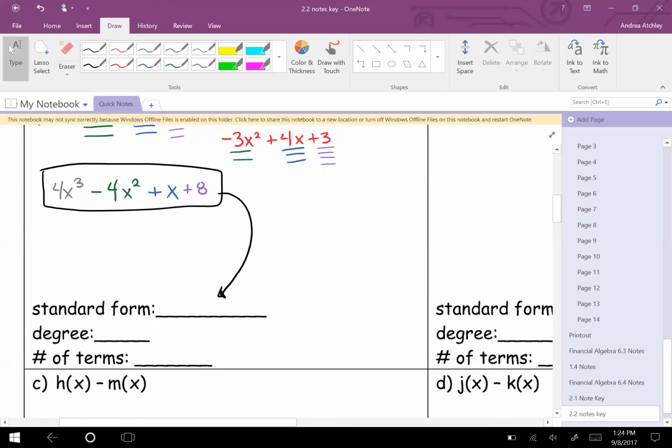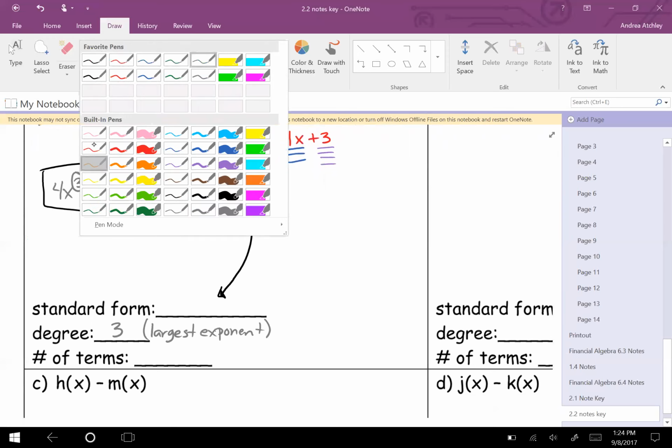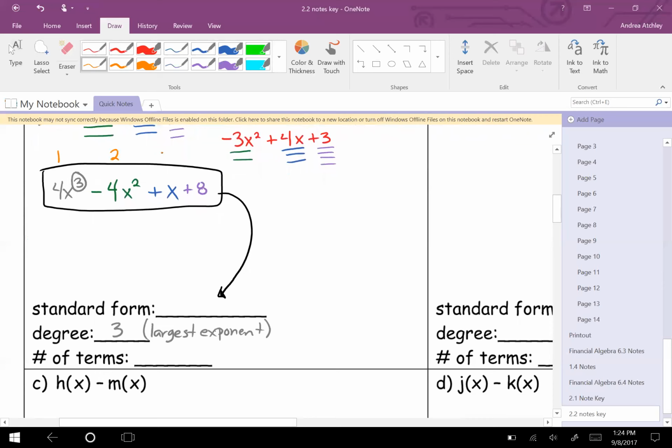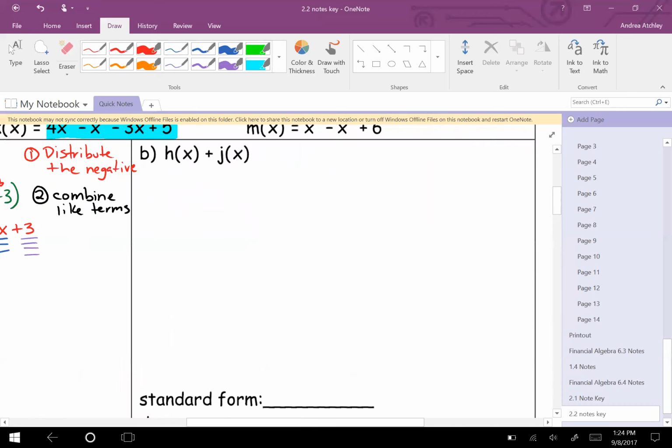Okay, then we need to worry about the degree. Does anyone remember what the degree of this polynomial would be? The biggest exponent, what is that? 3. So my biggest exponent is 3, so that's the degree. And then you count the number of terms. This is 1 term, this is 2 terms, this is 3 terms, that's 4. So there are 4 terms. Any questions over that? We're all good? Okay, next one.